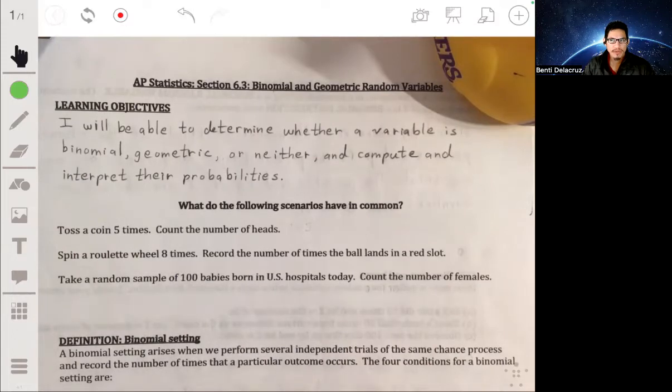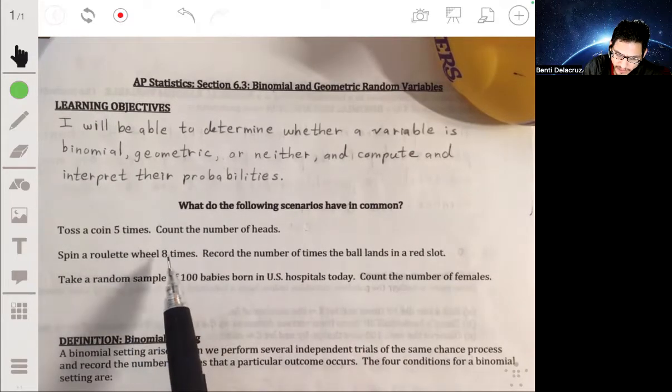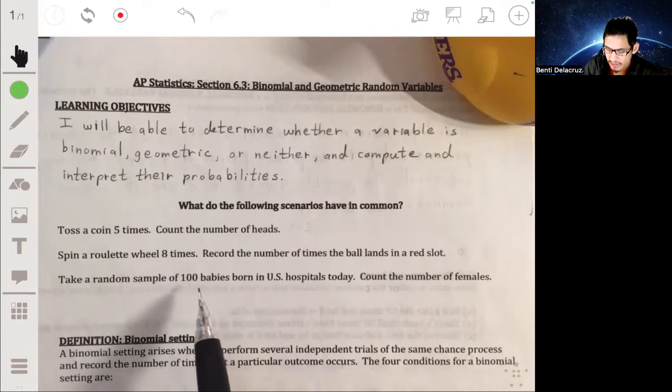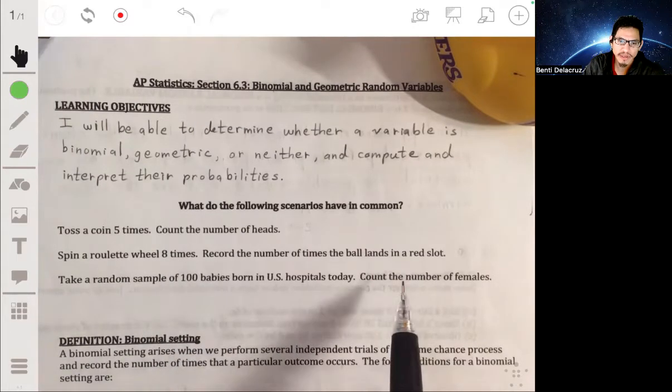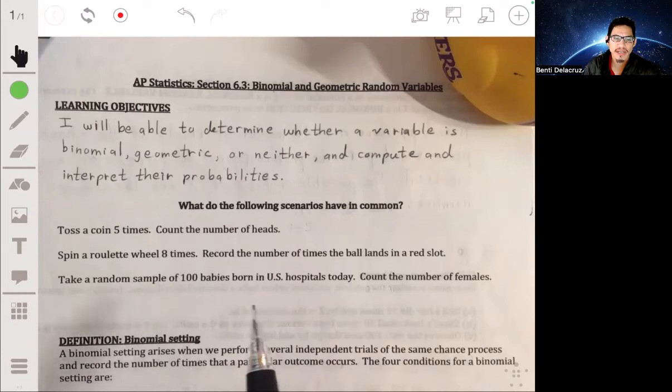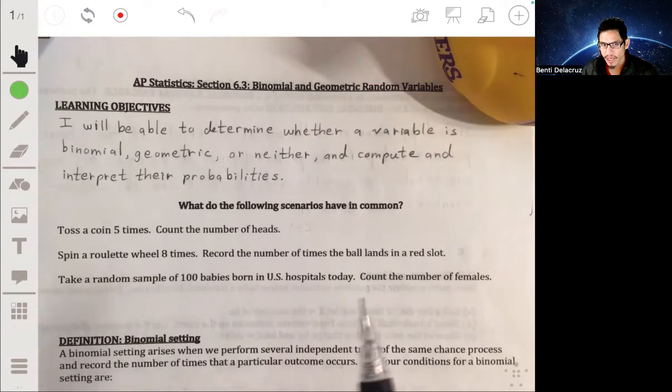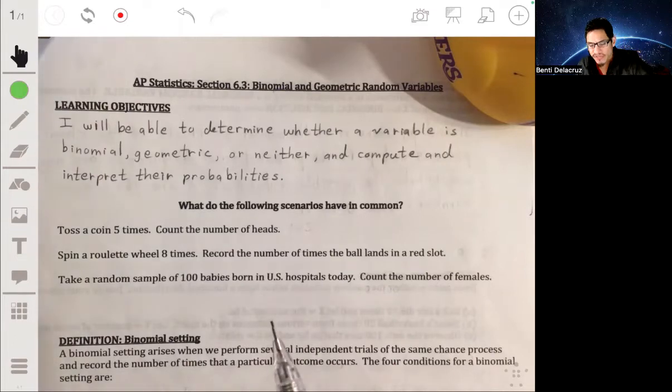So what do all these have in common? Think about it in a math sense, not in a social setting. Let's think about what they all deal with mathematically. We toss a coin 5 times, spin a roulette wheel 8 times, take a random sample of 100 babies and count the number of females. These are actually all binomial random variables. Why are they that? Well, they satisfy these 4 conditions.